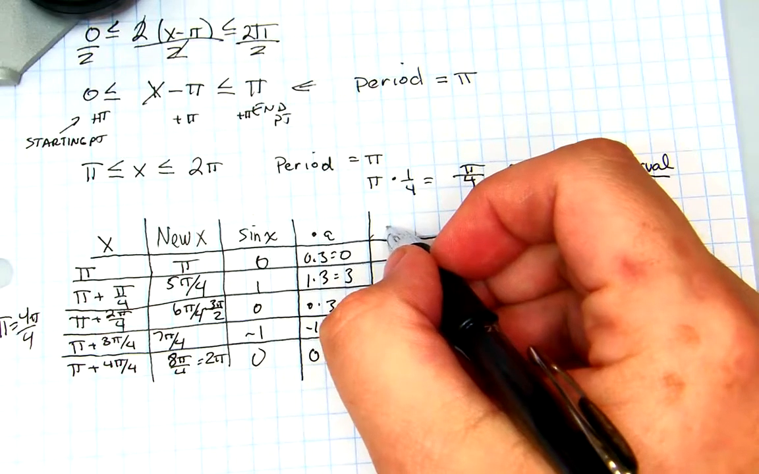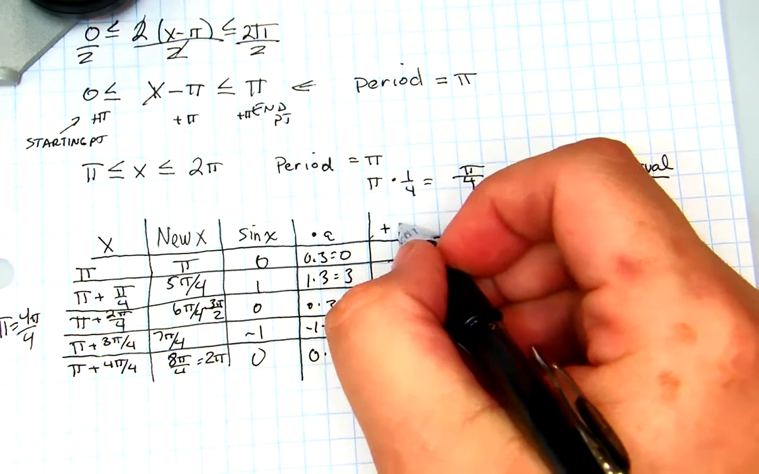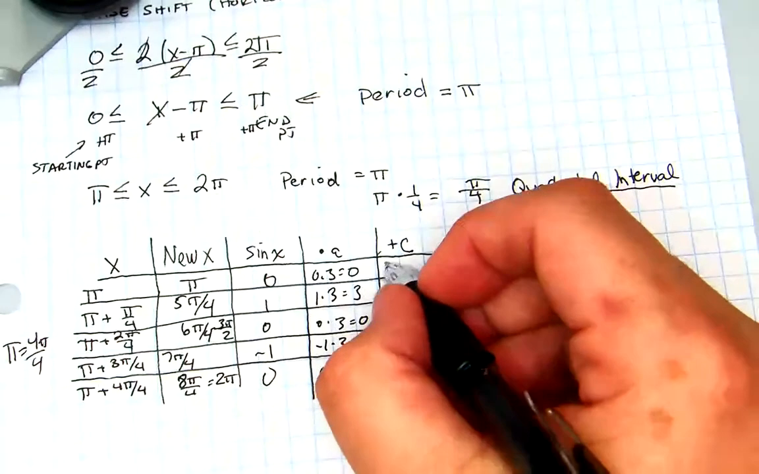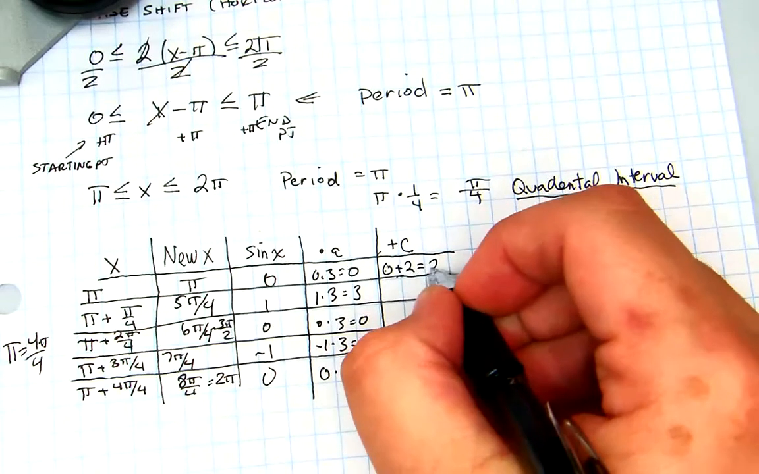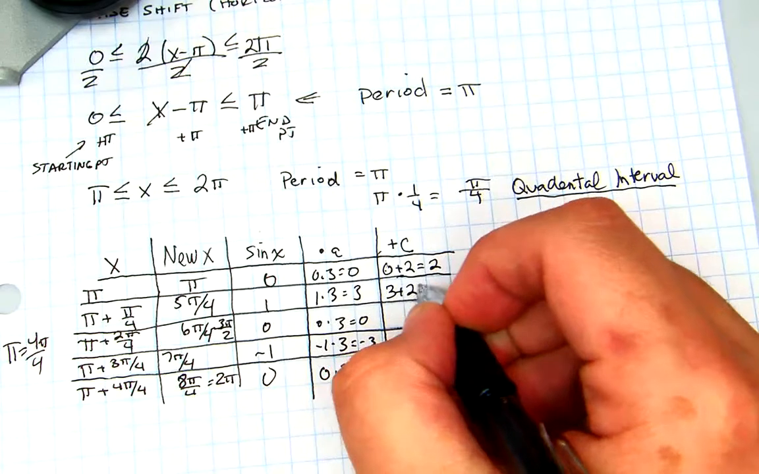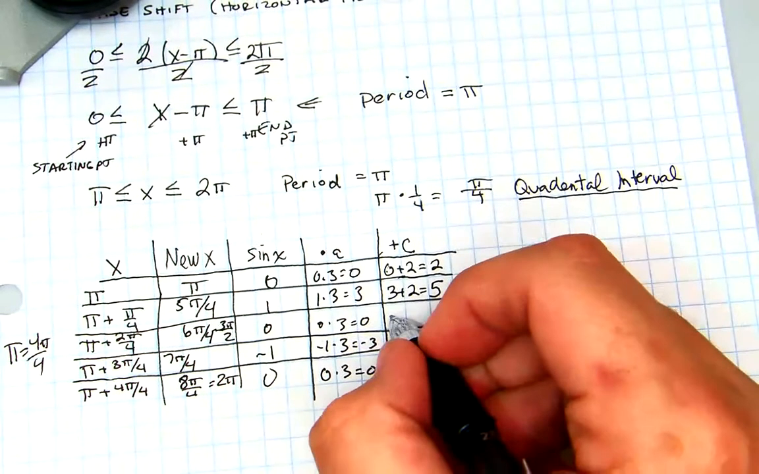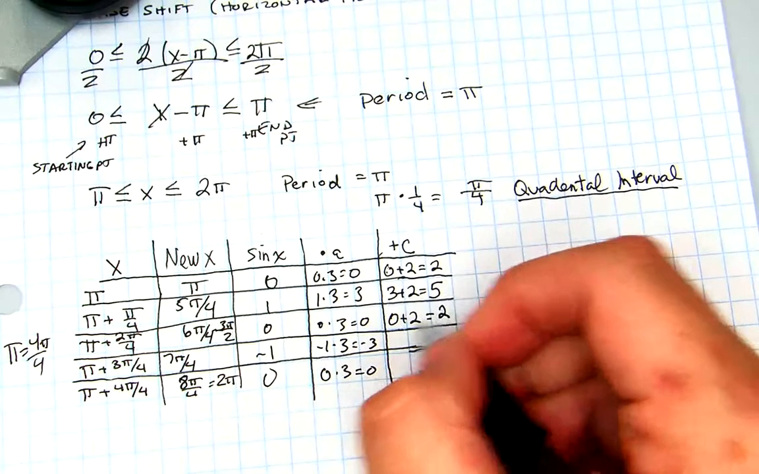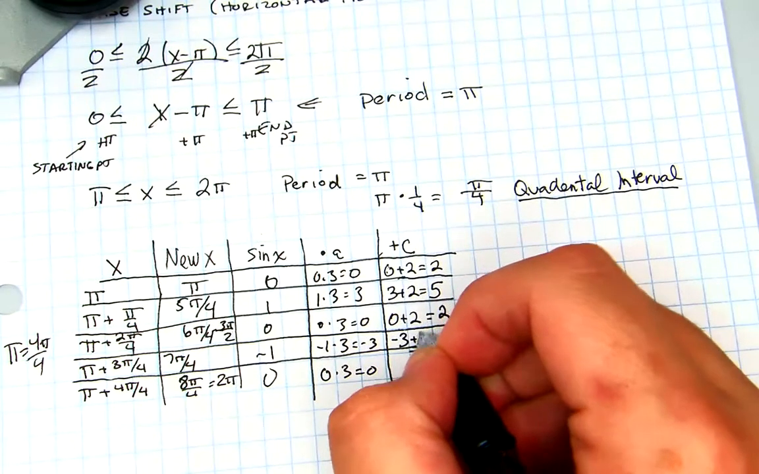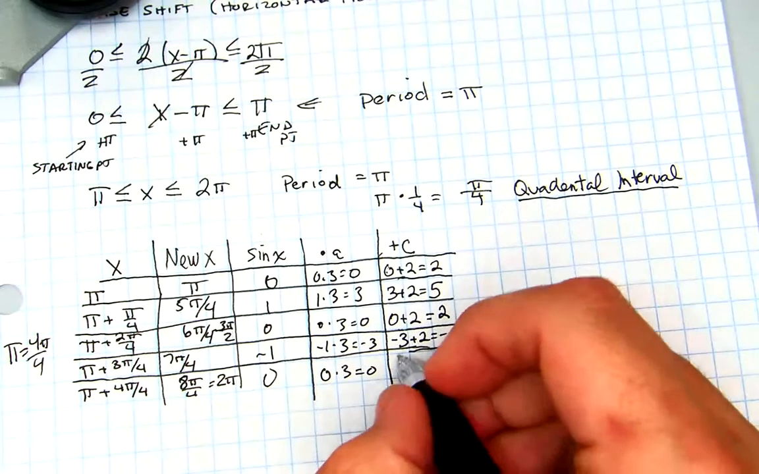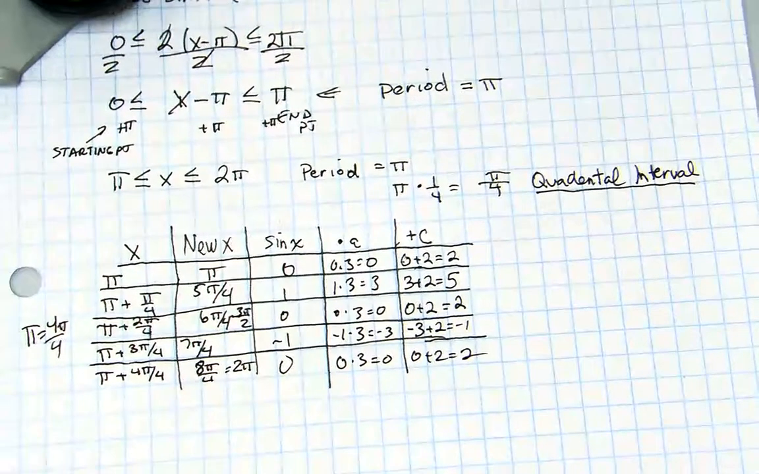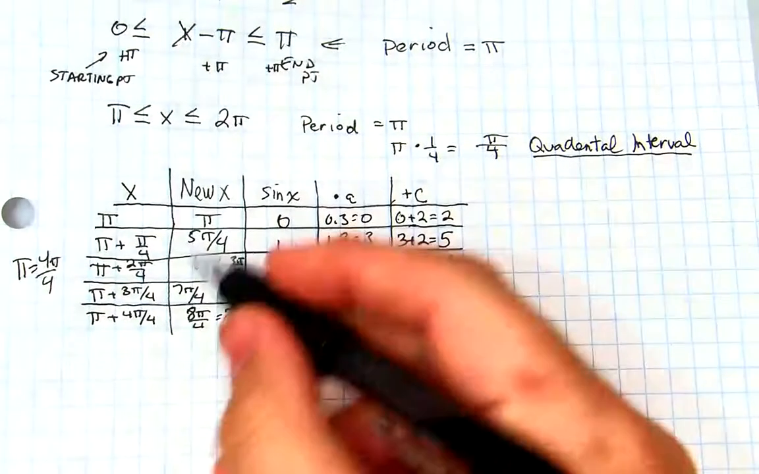And now I'm going to take my C, I'm going to add C to this. So my C was 2, so 0 plus 2 is 2. 3 plus 2 is 5. 0 plus 2 is 2. Negative 3 plus 2 is negative 1. And 0 plus 2 is 2. So those are the values that I'm going to take, and I'm going to plot them.